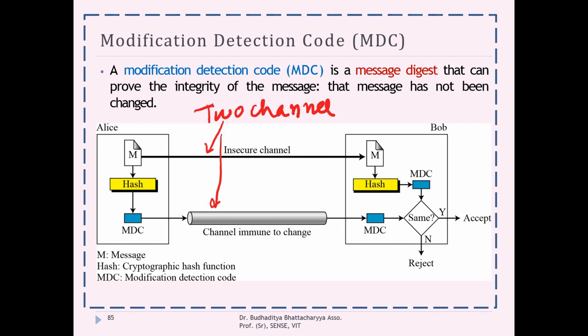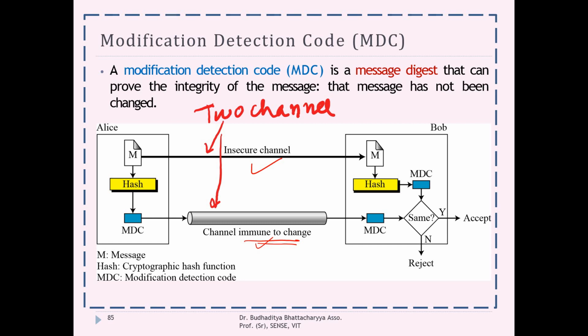This is using only a hash function. In that, we can observe there are two channels that we have to consider. One is the insecure channel through which we are sending the data, but there should be a channel immune to change through which we are going to send the secret keys and all other stuff. So the hash function actually thinks of it this way. But as I said again, it doesn't guarantee that the user is authenticated or not.